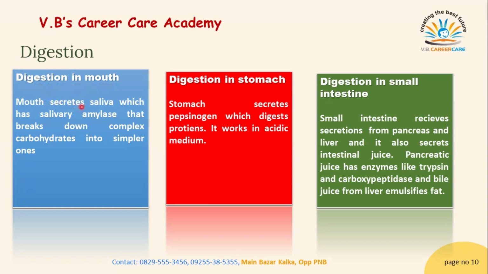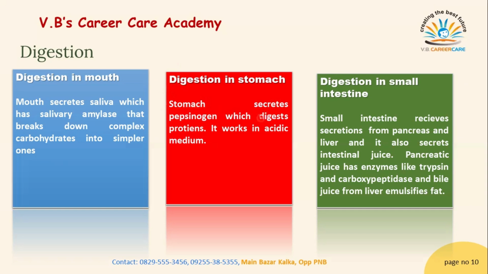Mouth secretes saliva, which has salivary amylase that breaks down carbohydrates into simpler ones. So digestion means breaking down complex molecules into simpler molecules so that they can be absorbed into the body. And the first part of digestion takes place in the mouth itself, where salivary amylase breaks down the complex carbohydrates into simpler ones.